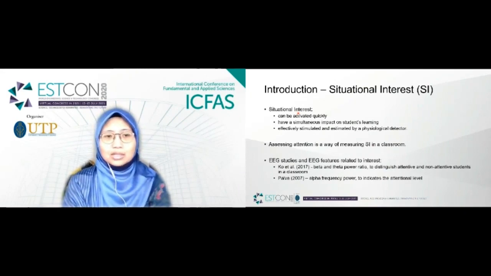For example, Ko et al. 2017 proposed the beta and theta power ratio to distinguish attentive and non-attentive students in a classroom. On the other hand, Palva 2007 proposed alpha frequency power to indicate the attentional level.